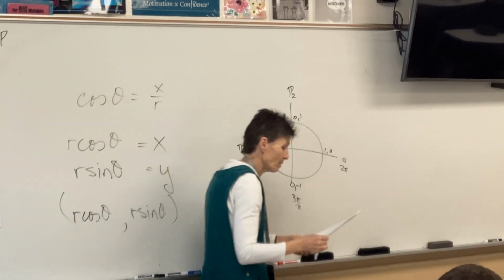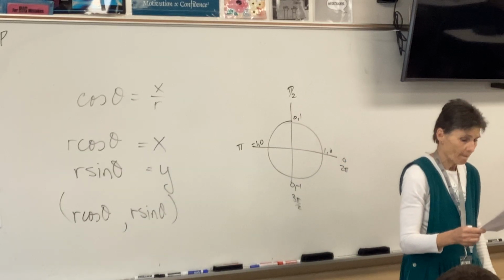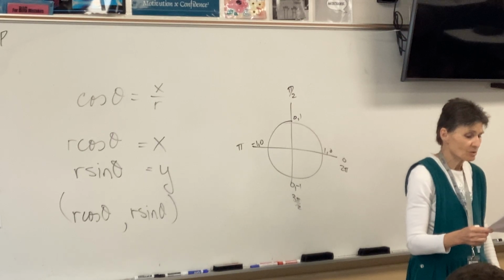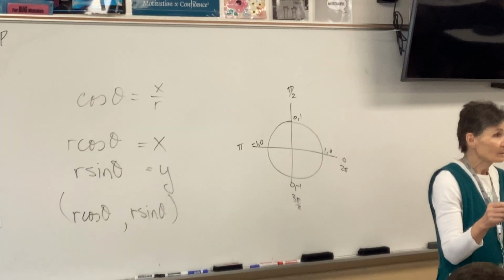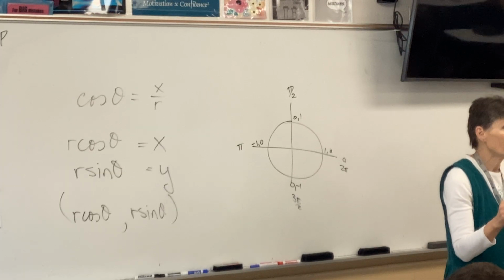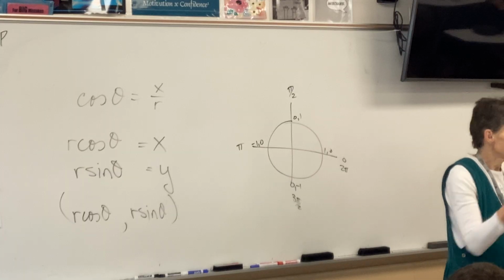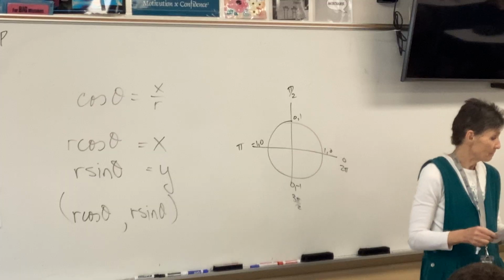So for problem number 1, we're looking at point Q. Tell me which of those answers matches up with point Q. R is 3. We just have to get the right angle. So point Q would be what angle? 4 pi over 3. So the answer is B.